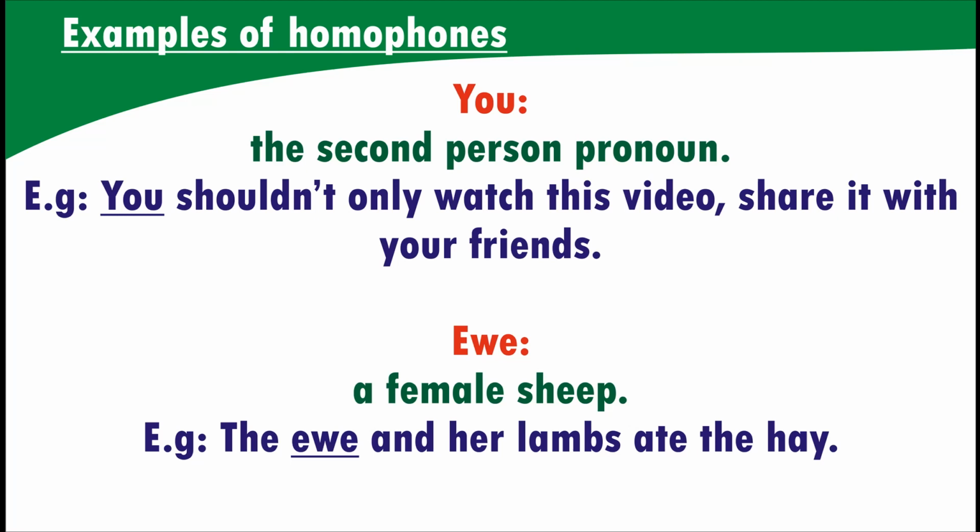The second word is also pronounced as you, E-W-E, ewe. It is a noun. It means a female sheep. The ewe and lambs ate the grass. So for these examples, I've given the spelling of each of them, the meanings, the parts of speech that each of them belongs to, and of course, the pronunciations.